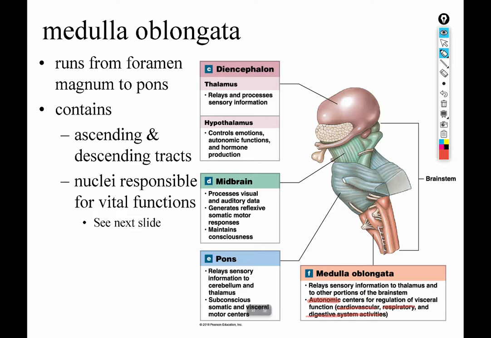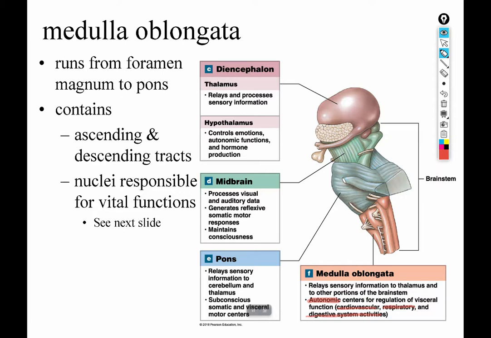So some of the nuclei that are responsible for initiating contraction of your diaphragm to inhale live in the medulla oblongata. There's a cardioacceleratory and cardioinhibitory center also in the medulla, and that helps modulate your heart rate. And there's various digestive system sort of centers that are involving gut motility, how fast your food moves through you, vomiting, etc. So lots of important functions in the medulla.